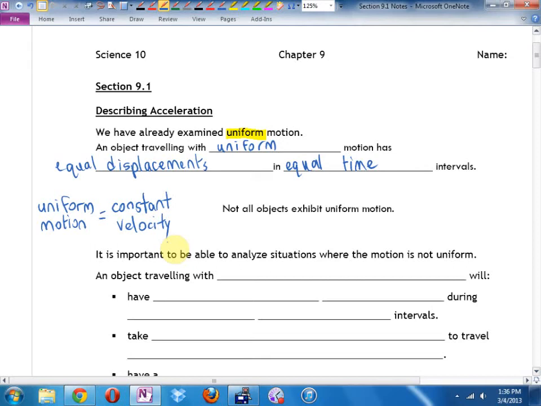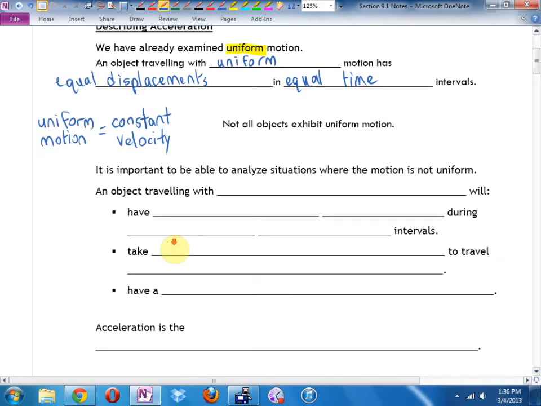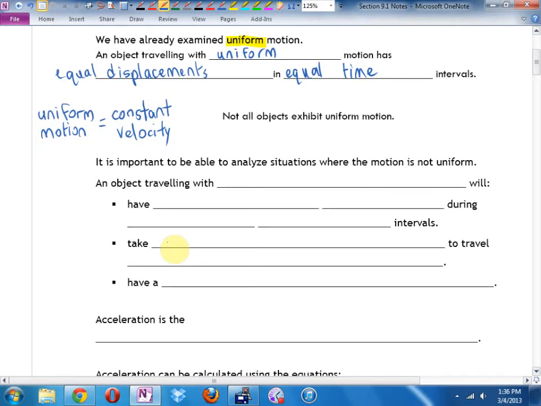And then I wrote here, not all objects exhibit uniform motion. We looked at a few examples last day, free fall being a great example. So it's important to be able to analyze situations where the motion is not uniform.